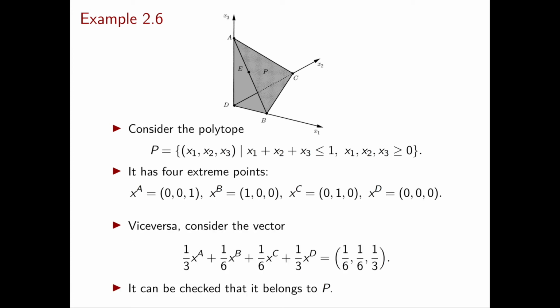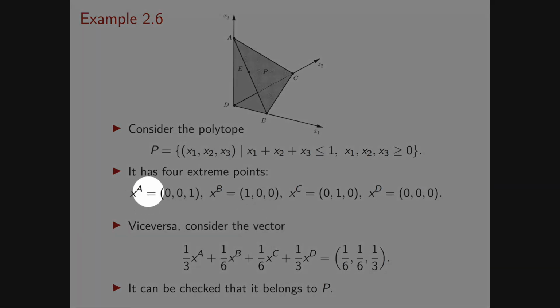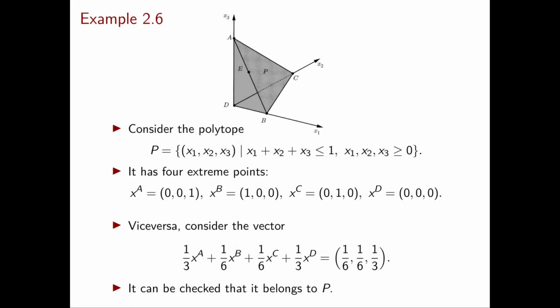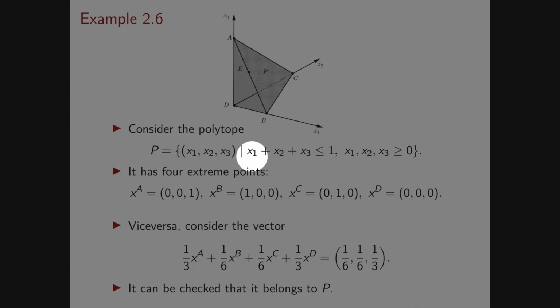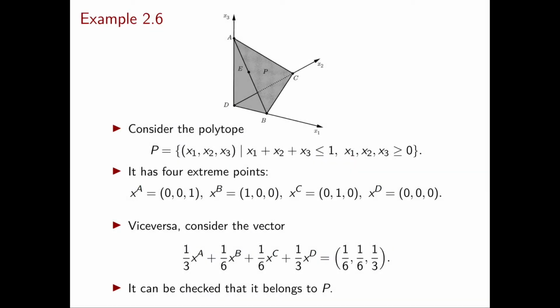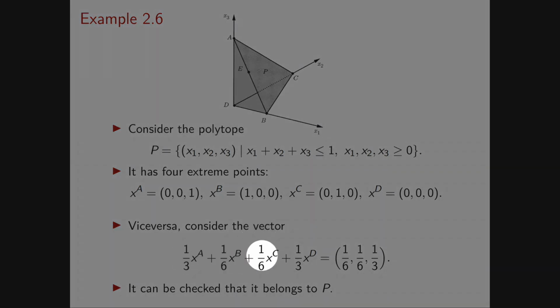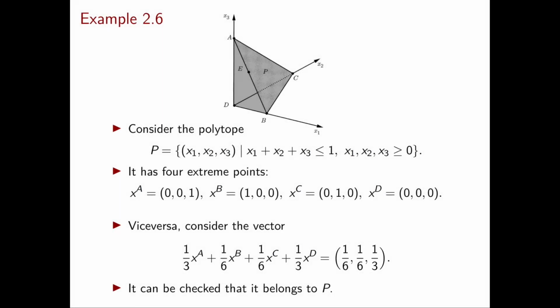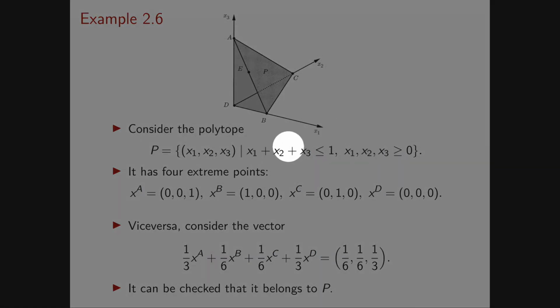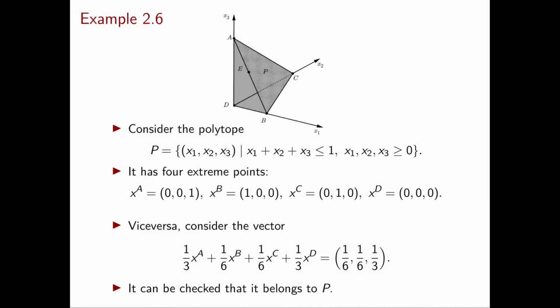So next, let's see the opposite direction, namely, let's pick any convex combination of these four extreme points, and we check that the convex combination is indeed in P, therefore it satisfies all the constraints defining P. So in this case, we start from the lambdas. We just need to pick any four lambdas that sum to 1 and that are non-negative. We can pick, for example, 1/3, 1/6, 1/6, and 1/3. Now we compute the convex combination, which is the vector (1/6, 1/6, 1/3), and you can now check that it actually belongs to P because it satisfies all the constraints.